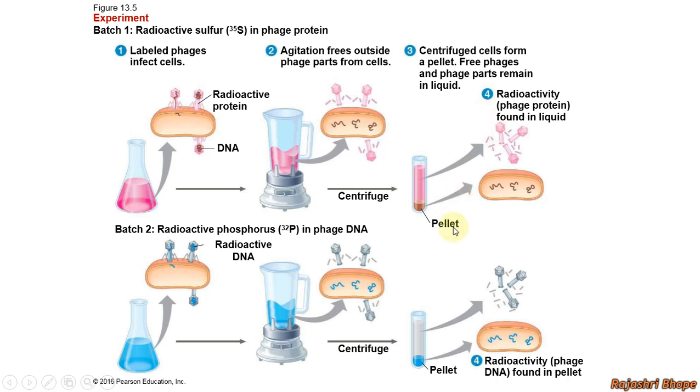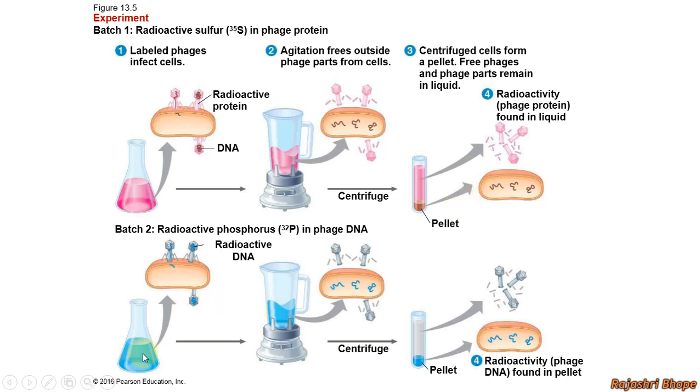Okay, in the pellet they found the E. coli cells infected with the phage, and in the supernatant they found radioactivity. They found radioactivity there because the protein coats of the phages are labeled, and these do not enter the cell. In the pellet they did not find any radioactivity.